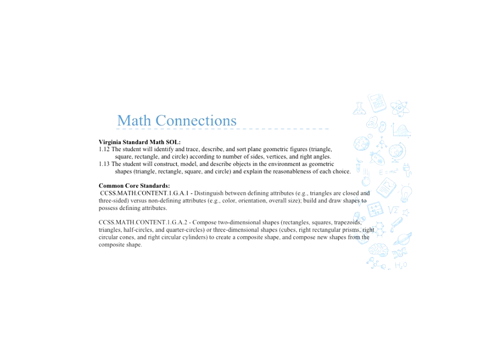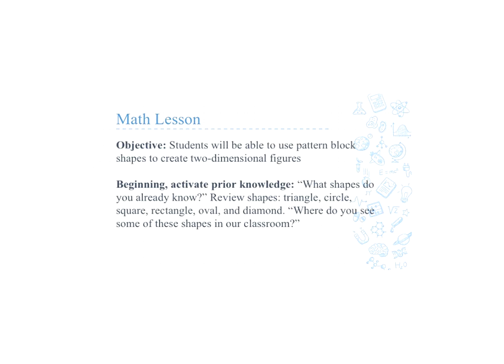And then we also use the Common Core standards, which is the 1.1, where they have to distinguish the attributes of the shapes and be able to build and draw the shapes. And then 1.2 is create 2D and 3D shapes to create a composite shape and create new shapes from the composite shapes.